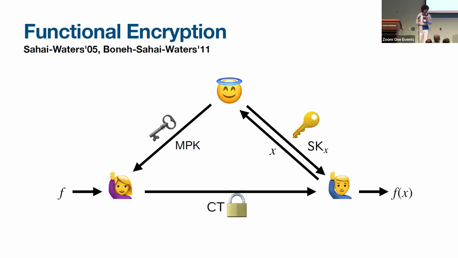So let me recall the notion of functional encryption. Functional encryption is this powerful generalization of public key encryption in which an encryptor can encrypt a function f, and a decryptor that is in possession of a secret key for attribute x can use the ciphertext and the secret key to learn f of x.